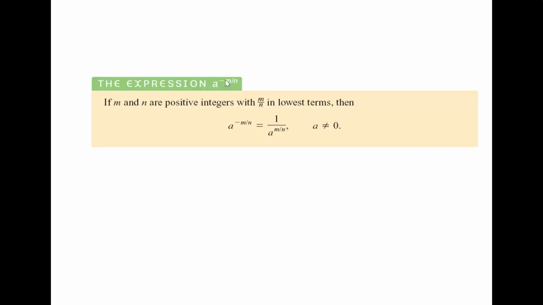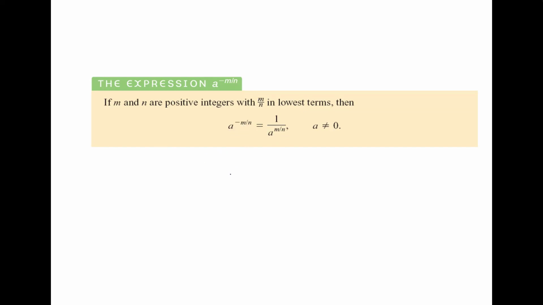All right, before we had a to the m over n, now we have a to the negative m over n. And again, these are both positive integers with m over n in lowest terms. And all we're going to do is, when we have a negative, we're just going to take it to the opposite side. So in this case, it was up here, so we just take it to the denominator, and we have 1 over a to the m over n.